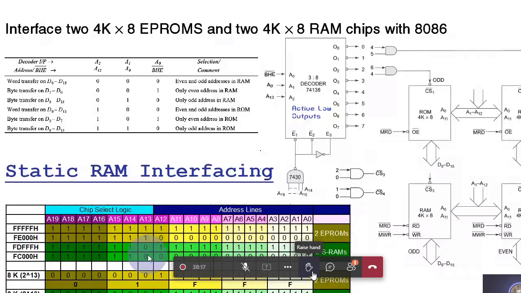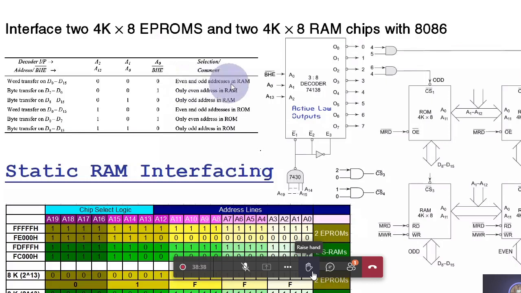So if all of them are 0, we intend to select the RAM chips and both of the banks should be activated. So can we see the explanation after that? Even and odd address in RAM. So the interpretation is also correct. This is what we intended to do. And if we keep all these signals as 0, this is what is happening, right?